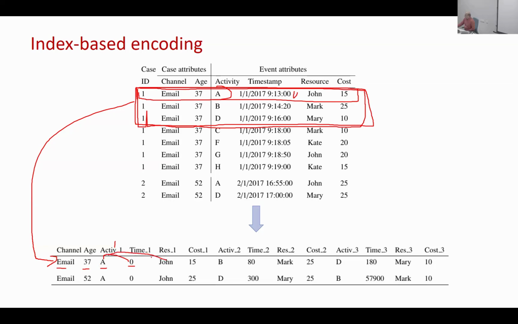John performed the first activity in the case. The second activity was B. It occurred at relative time 80. It was performed by Mark, and its cost was 25 instead of 15. The third activity was D, performed by Mary with cost 10, and it occurred at time 180. So I encoded this prefix this way.